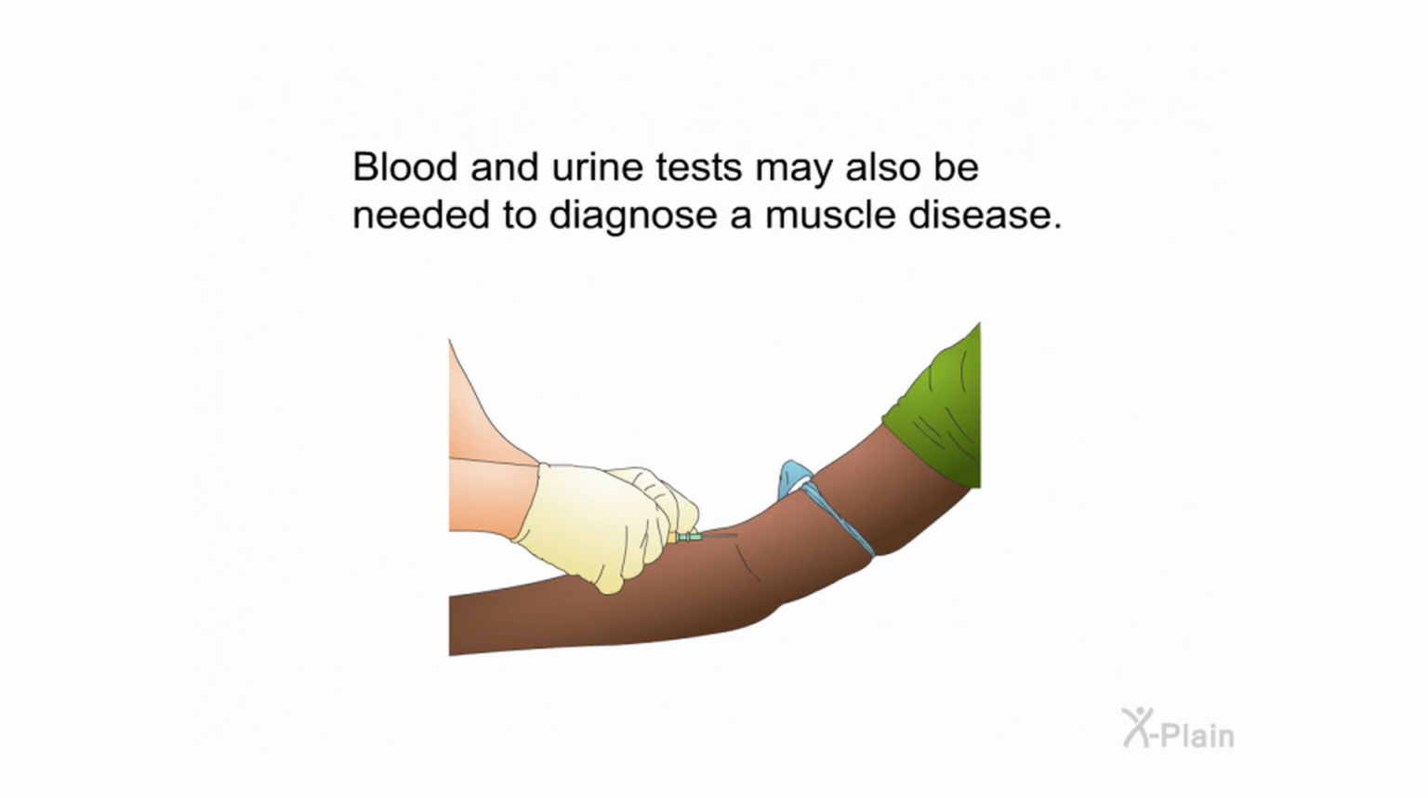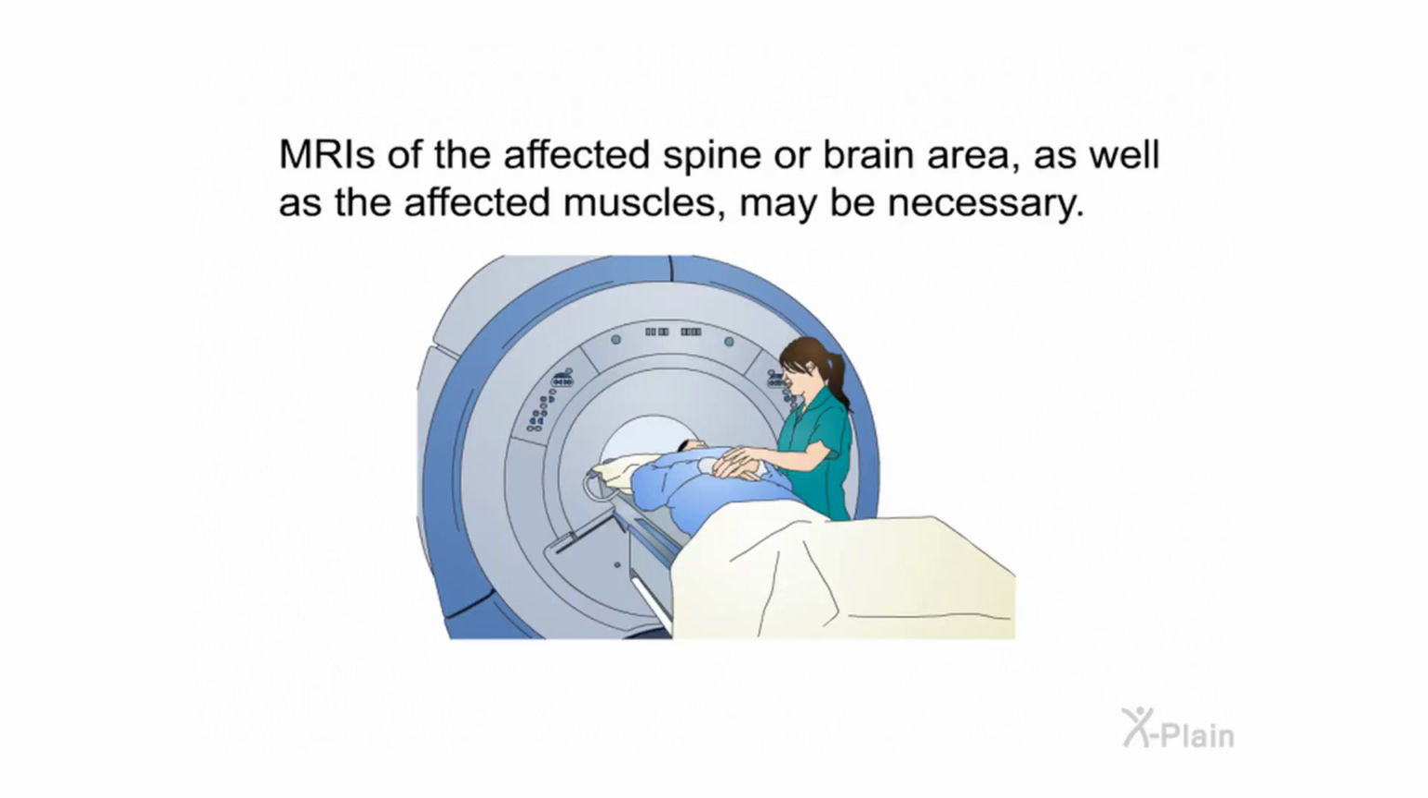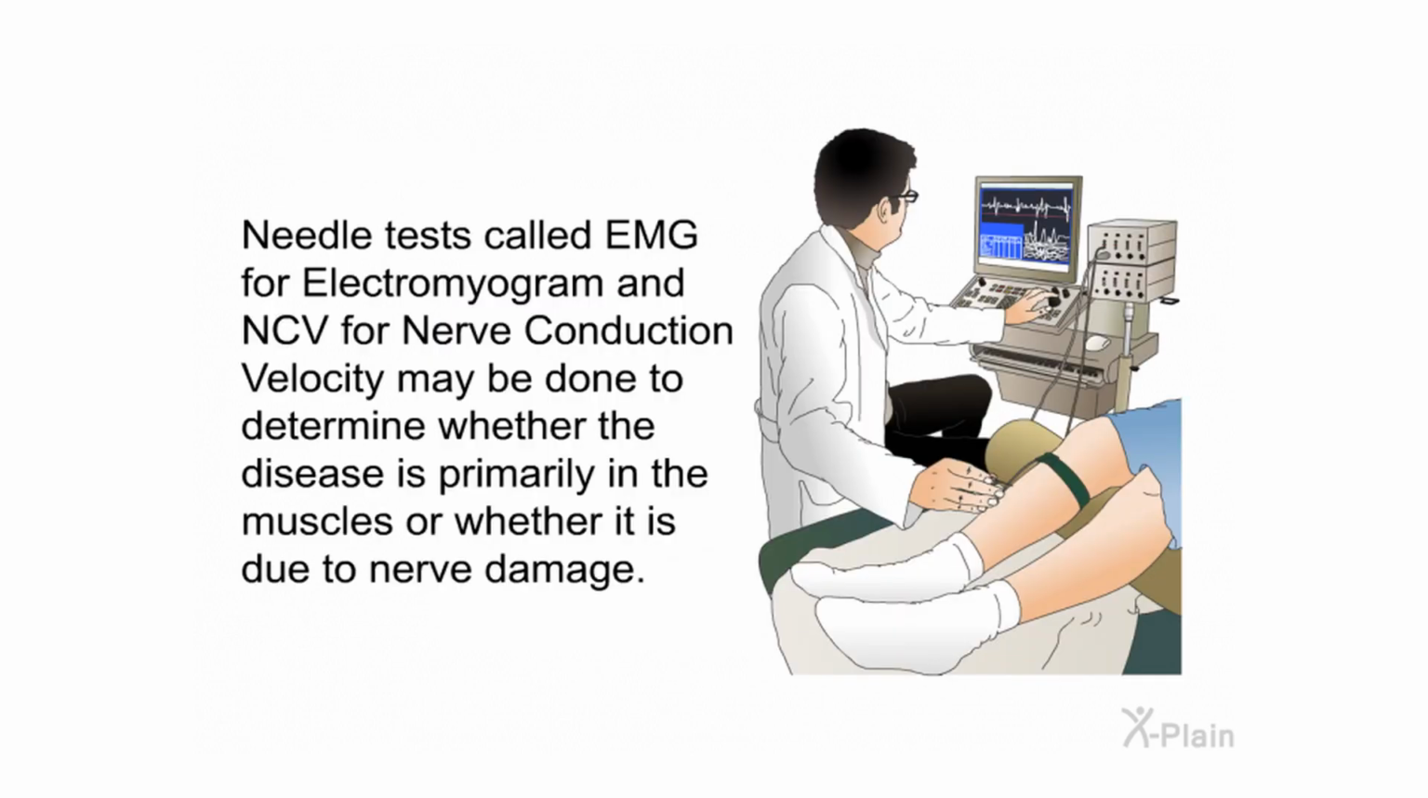Blood and urine tests may also be needed to diagnose a muscle disease. MRIs of the affected spine or brain area, as well as the affected muscles, may be necessary. Needle tests called EMG, for electromyogram, and NCV, for nerve conduction velocity, may be done to determine whether the disease is primarily in the muscles or whether it is due to nerve damage.